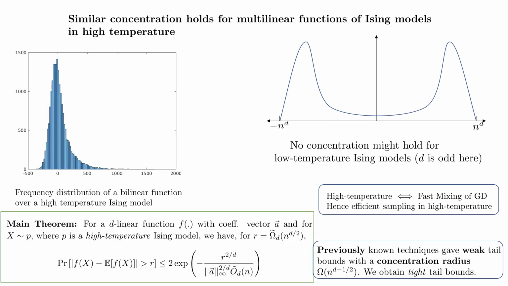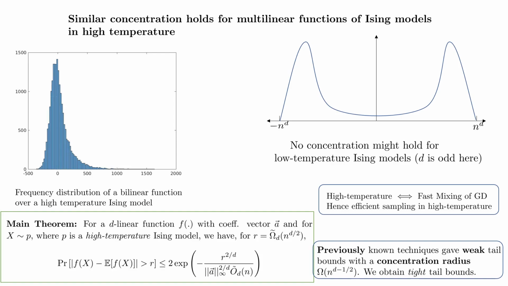We show in our paper that a similar concentration holds for multilinear functions on Ising models as well, under a natural condition known as high temperature. Under this condition, we can also efficiently sample from the Ising model, and hence this is an important parameter regime. Without this condition, it can be seen that no non-trivial concentration might hold.